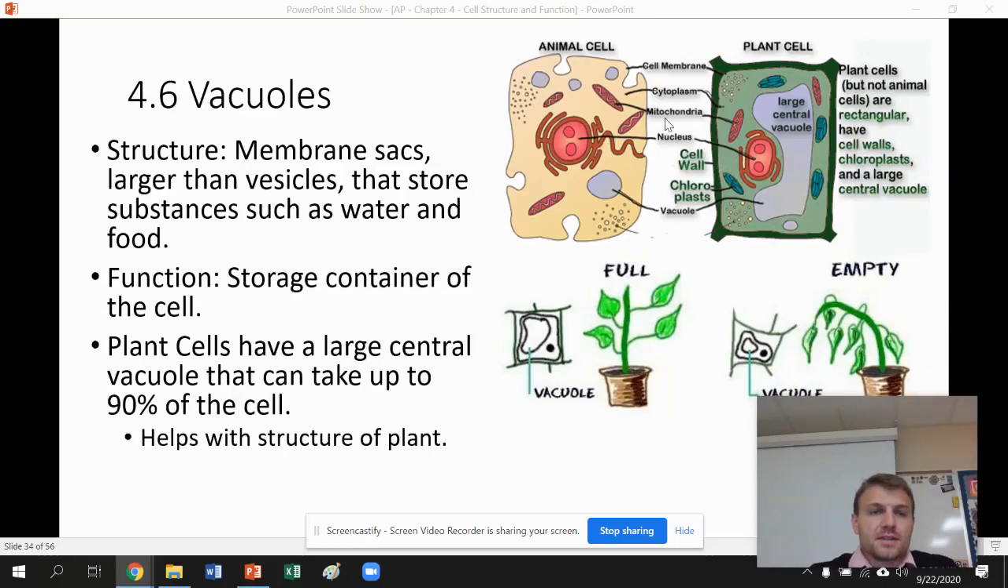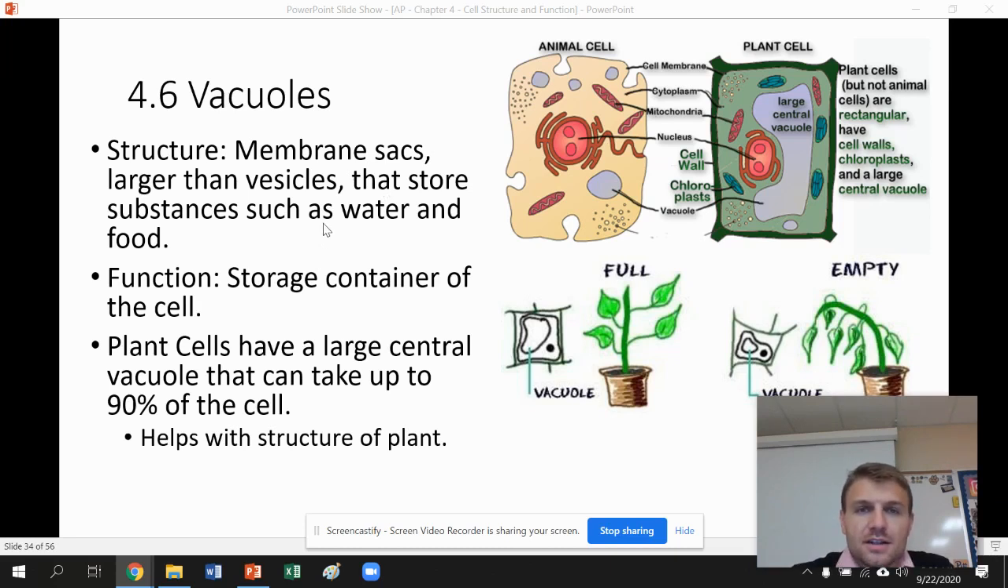Right, chapter 4.6 and 4.7 have a lot of information, but we only need to take a couple different organelles out of these two sections. Vacuoles are another organelle that I'm sure you've heard about. They have their own membranes. They're a little bit larger than vesicles, and they store substances for more long-term storage.